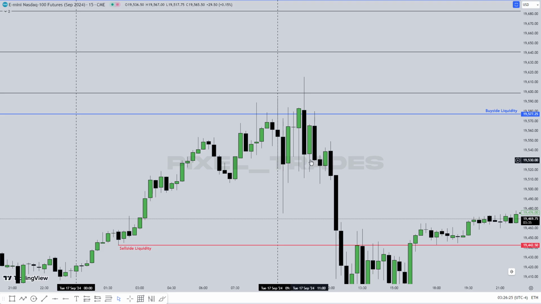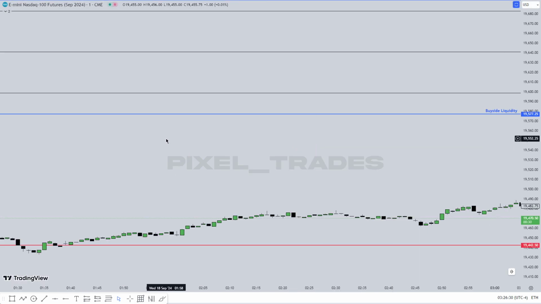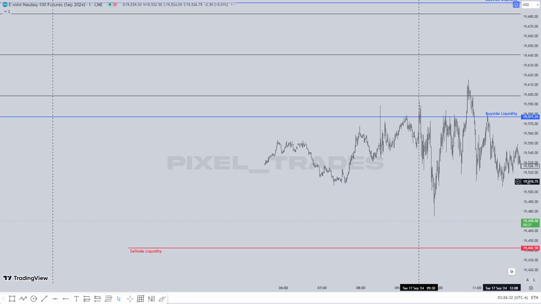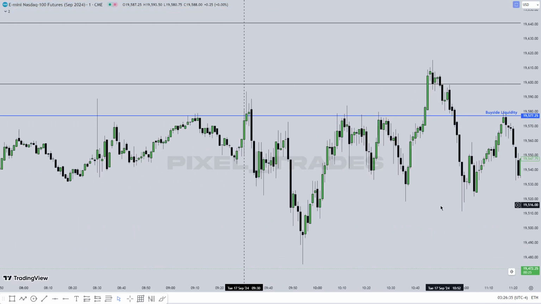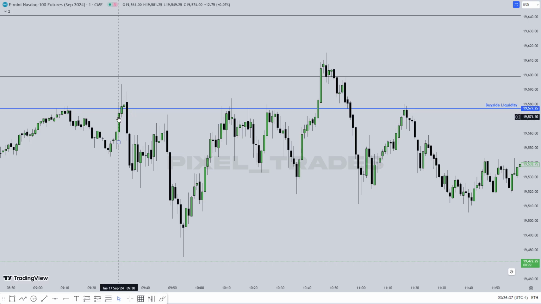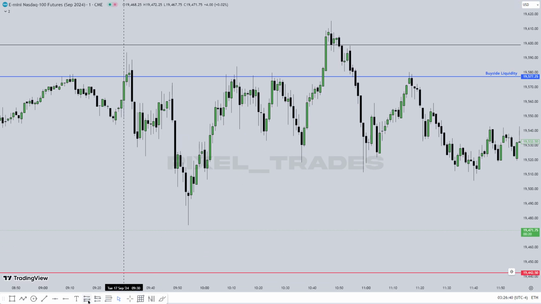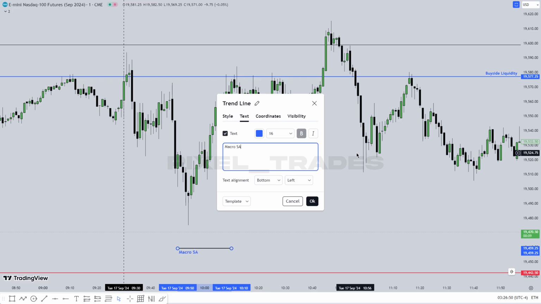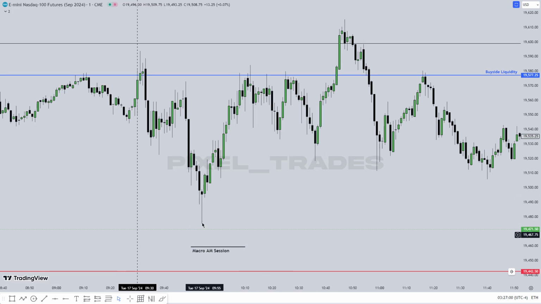So let's move on to the 1 minute chart now. Since we have attacked the buy side liquidity at the 9:30 opening, I'll be just marking my first macro, which will be 9:50 to 10:10. It will be my first macro. So that's the AM session first macro.